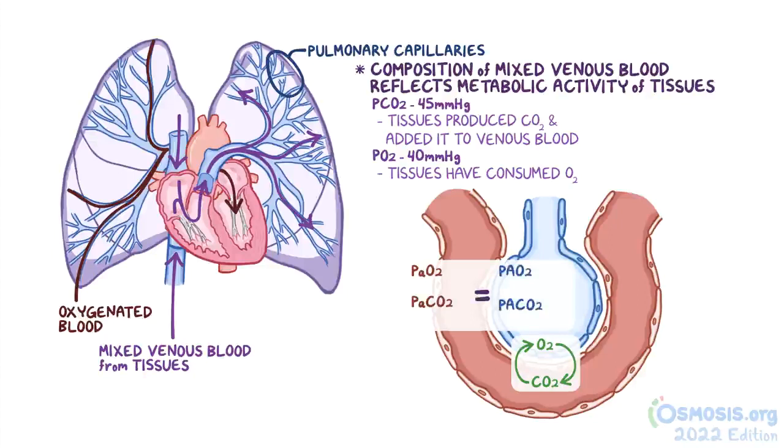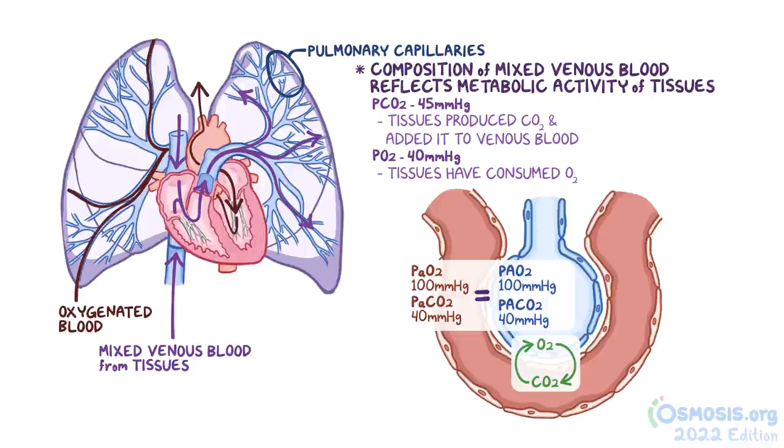Hence, partial arterial pressure of oxygen is 100 millimeters of mercury, and partial arterial pressure of carbon dioxide is 40 millimeters of mercury, just as partial alveolar pressure of oxygen is 100 millimeters of mercury, and partial alveolar pressure of carbon dioxide is 40 millimeters of mercury. This arterialized blood will now be returned to the left heart, pumped out of the left ventricle into the aorta, and begin the cycle again.